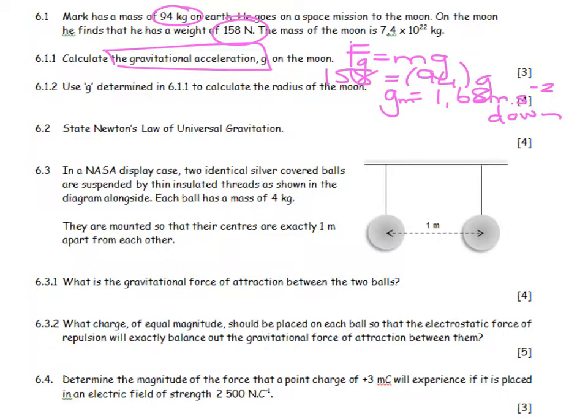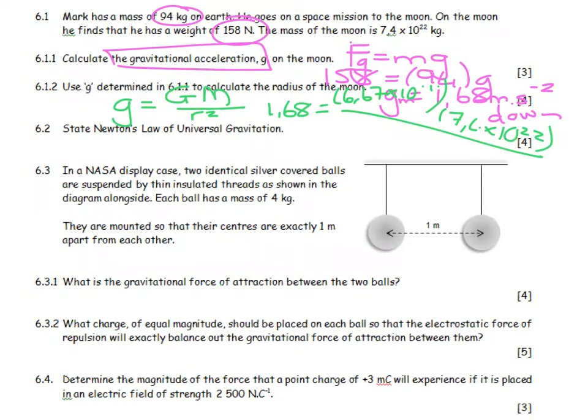Using the g that you've just determined, calculate the radius of the moon. So we know there's an equation that goes g is equal to GM over r squared. So we know it's 1,68. We know this G value is 6,67 times 10 to the negative 11. And we have a mass of the moon, which is 7,4 times 10 to the 22. And then that is all over r squared. And then when you invert and square root, you find that r is going to turn out to be 1,71 times 10 to the 6, and don't forget units, meters.